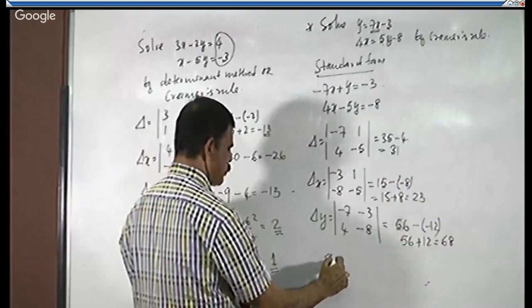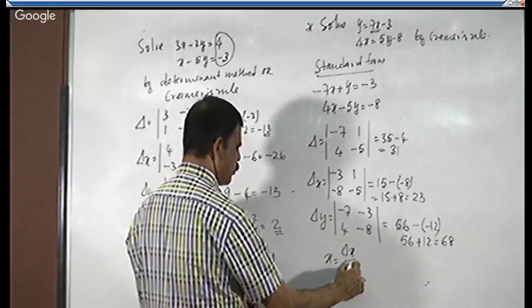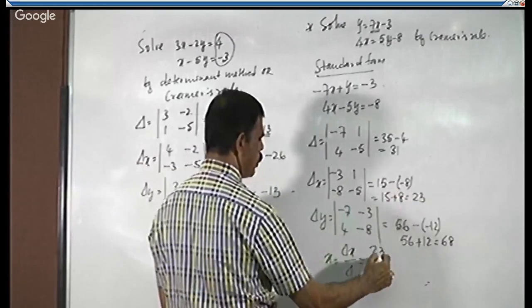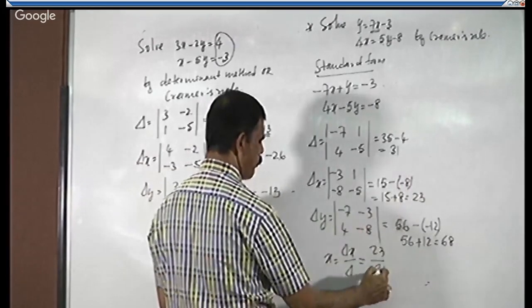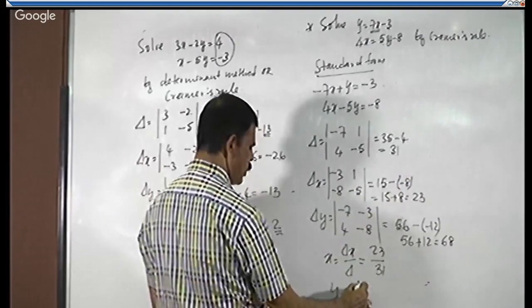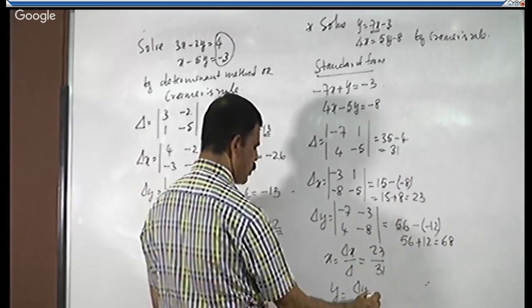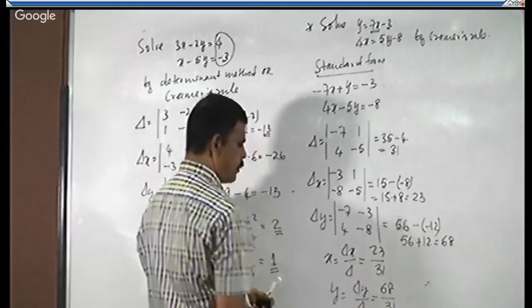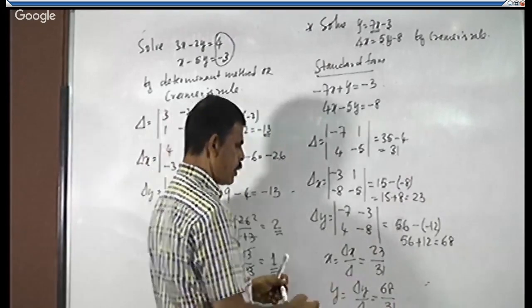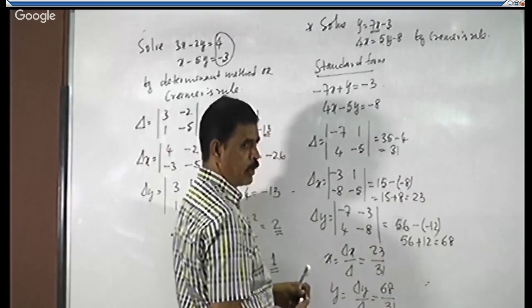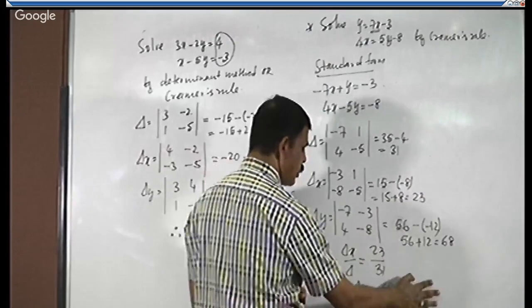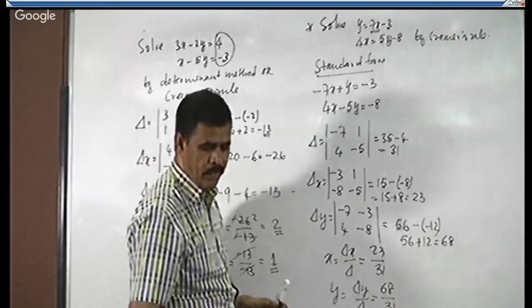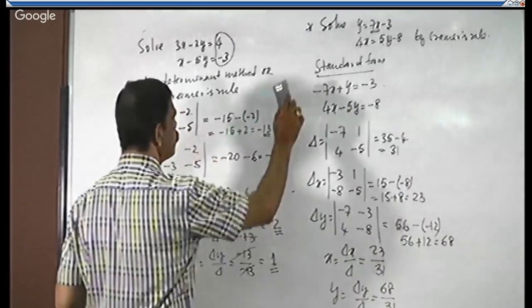Then get x. x is equal to delta x divided by delta. Delta x is equal to 23, so x is 23 divided by 31. y is equal to delta y divided by delta. Delta y is 68, so y is 68 divided by 31. Here the numerator and denominator cannot be cancelled with a common number, so you keep it as it is. This is solving simultaneous equations of two unknowns, right?